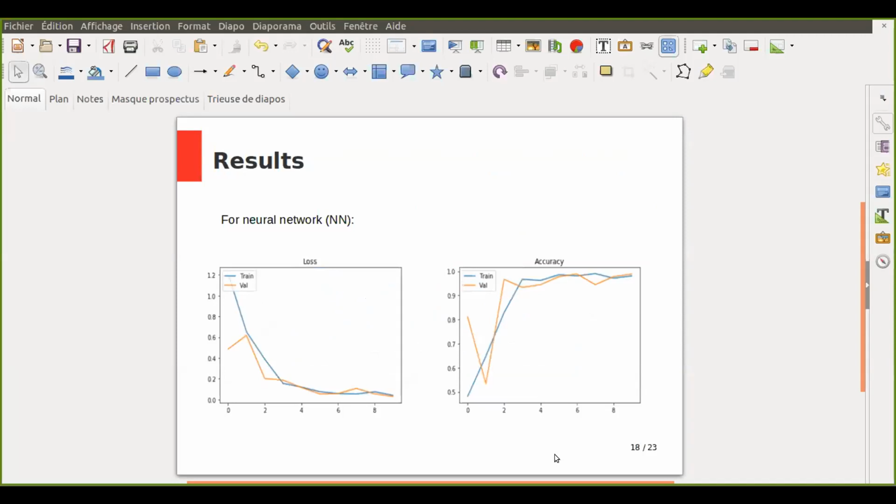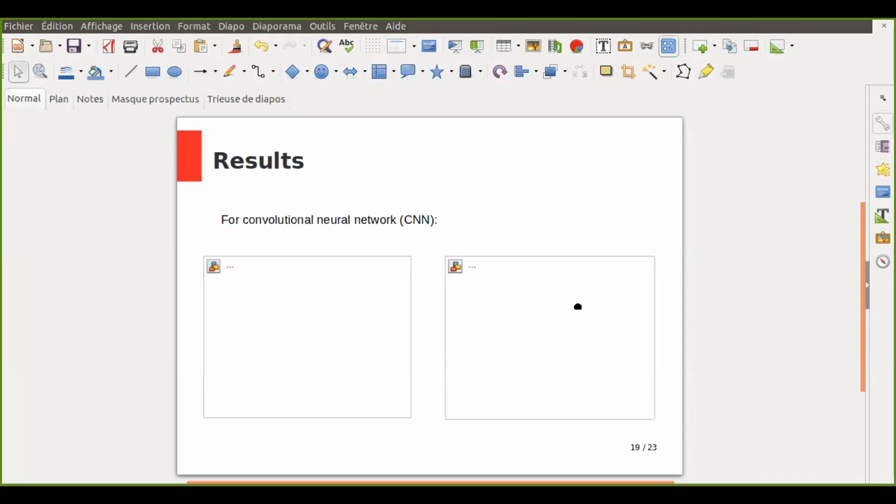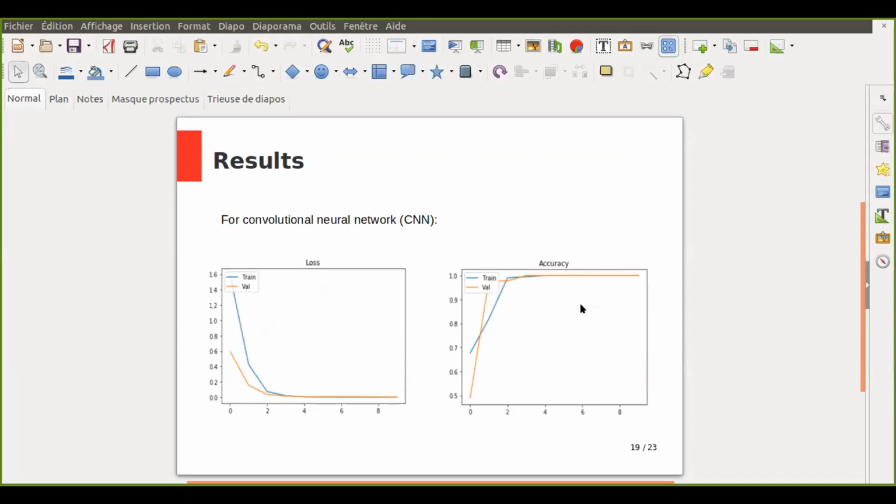Results. These figures show the evolution of our training for neural networks. The left one concerns the loss or the error rate, and the right one concerns the accuracy. And in this slide, we show the figures which show the evolution of our training for the convolutional neural networks.